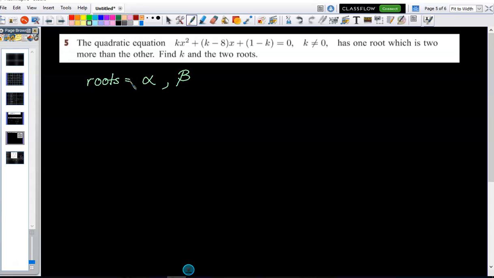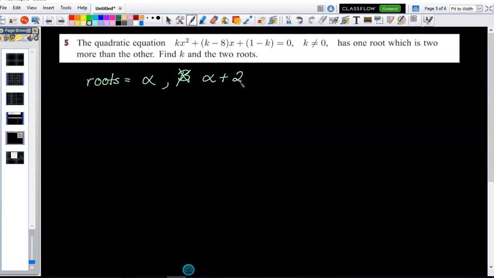And then I go, well, that's a bit silly. It has one root which is 2 more than the other. Did I need to write beta? Because if that's alpha, what's the other one got to be? 2 more than the other. So we could call that alpha plus 2? Yes?